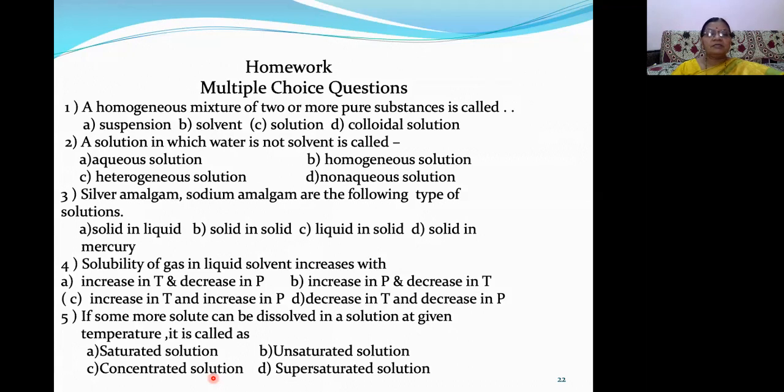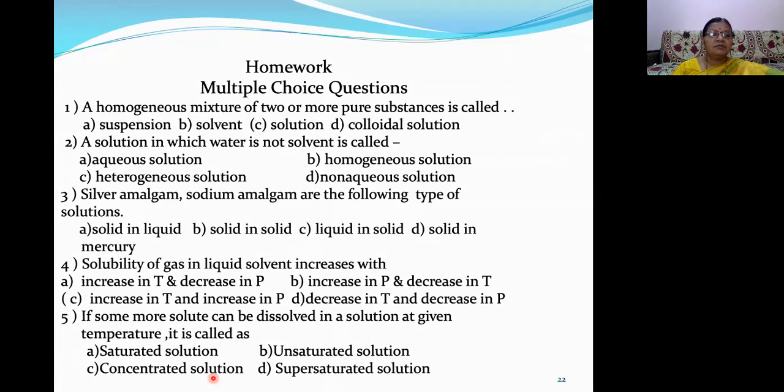Silver amalgam, sodium amalgam, these are the following types of solutions. Amalgam means mercury that is in contact with the solid metal. So here the mercury is the liquid metal, a liquid in solid type of solution. These two examples belong to this type.